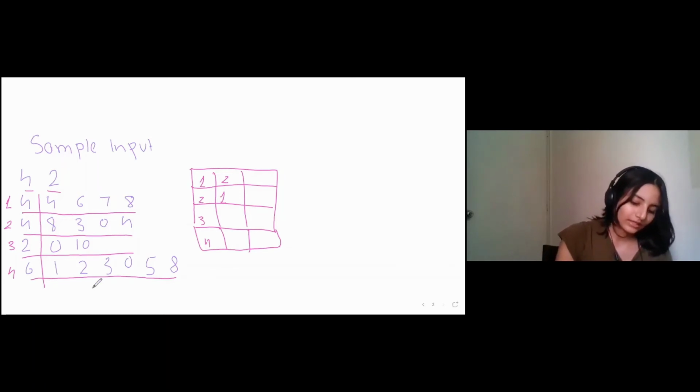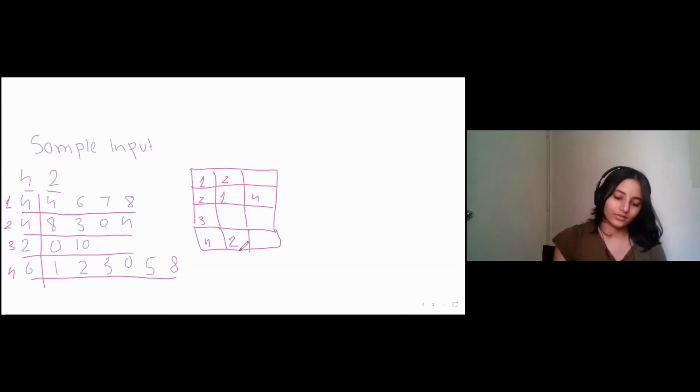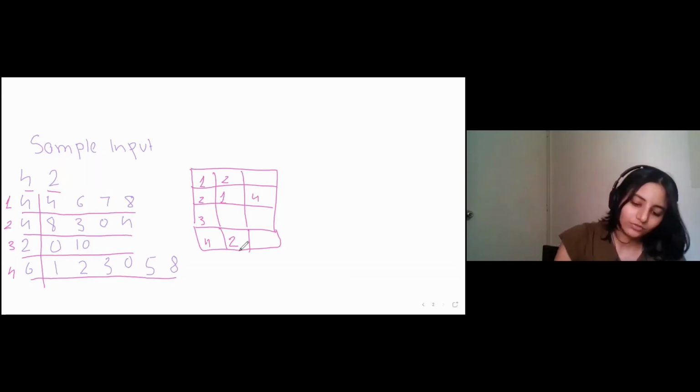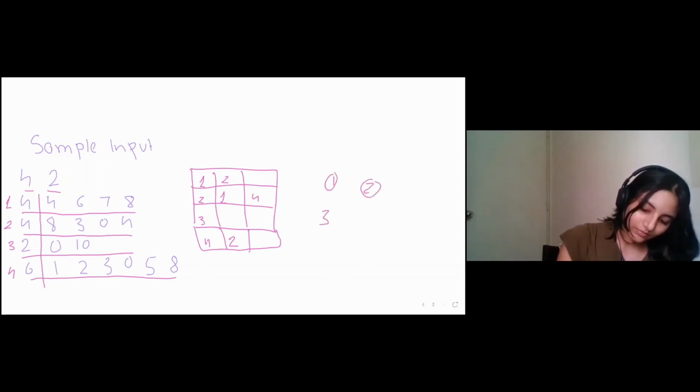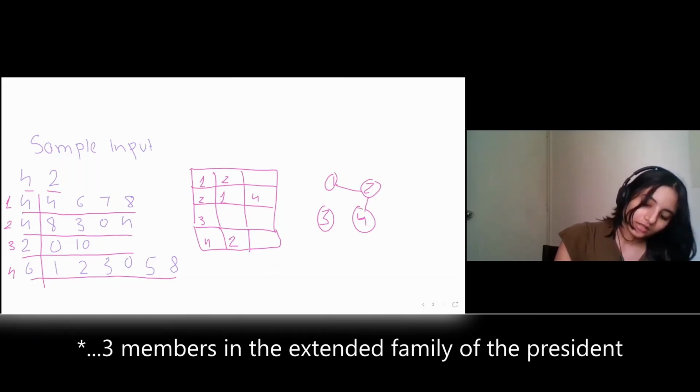Next, we compare 2 and 3, which also has no common elements. Coming to 2 and 4, we see that there are 2 common elements, 0 and 8. So 2 and 4 are related to each other. And 3 and 4 also don't have any common elements, so they're not related to each other. If we were to build the graph using this adjacency list, let's first draw all the vertices. Okay, so 1 is related to 2 and 2 is related to 4, and this means that there are 3 members in the extended family.